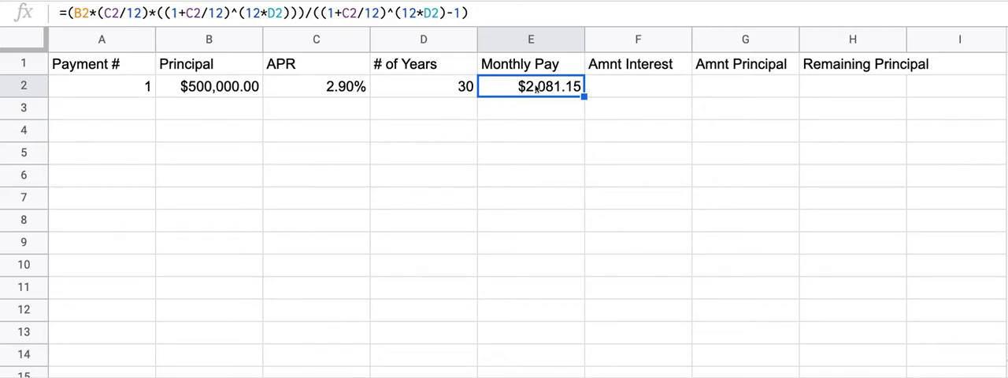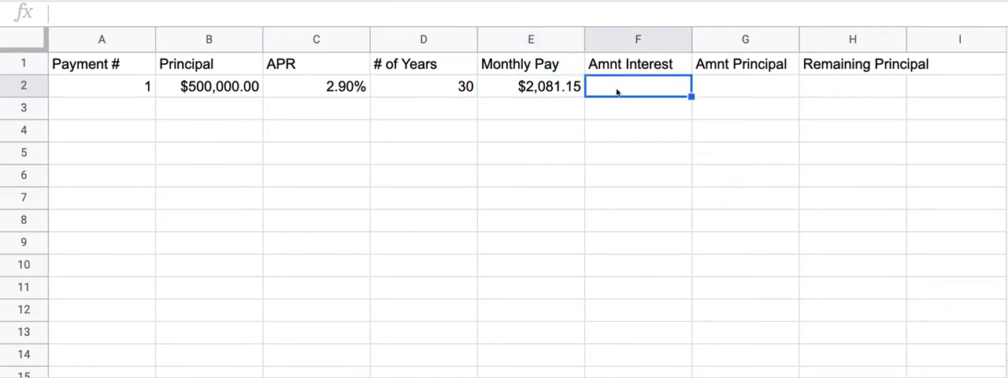So the monthly pay is using basically the monthly mortgage formula that we've been working with before. It's the same exact formula. So now that we have monthly pay, we can determine how much of this monthly pay is going towards just paying the bank interest. To find that out, we are just using simple interest.